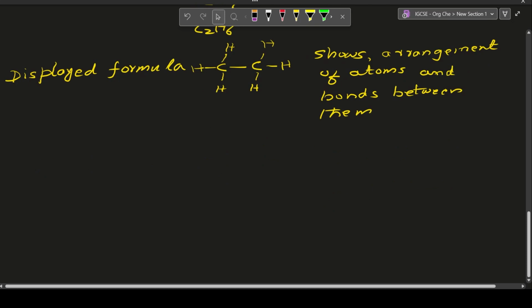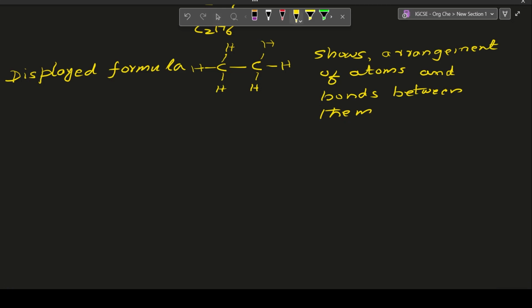It shows how the atoms are arranged. Three hydrogen with the first carbon, three hydrogen with the second carbon, and they all have single bonds between them, single covalent bond.